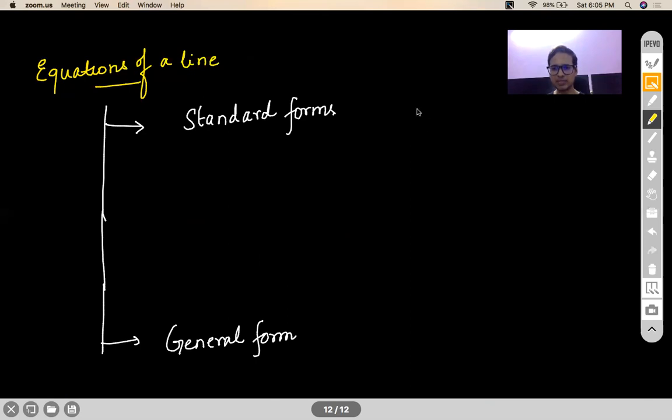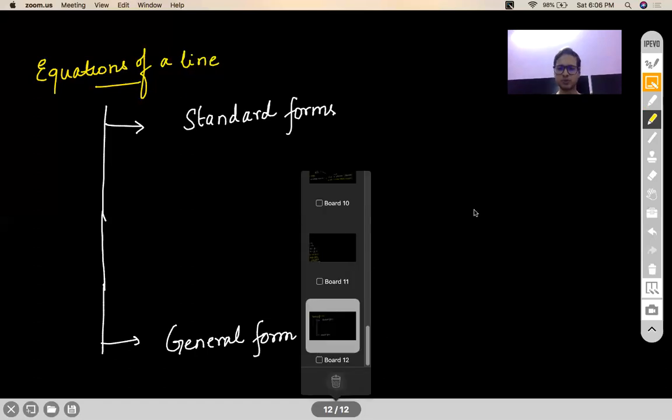Could you show the condition for parallelism in the previous part? Okay. Condition for parallelism is M1 equal to M2. Adrija.